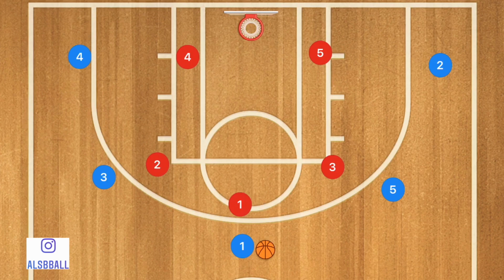Now, a lot of teams will counter a 5-out offense if they're a zone-type defensive team. A lot of teams will counter with a 3-out, 2-in zone defense. So what's going to happen now, or a 3-2 zone defense, whatever you want to call it. But what we're going to do now is, again, same idea.